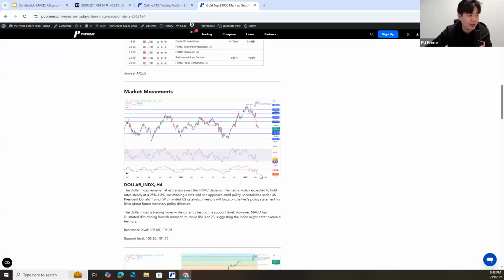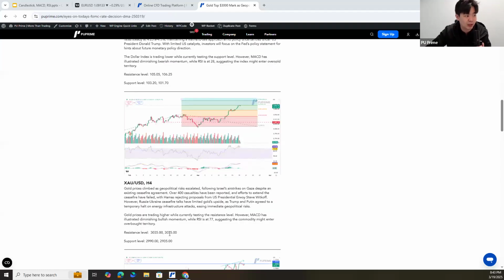With the MACD, we try to explain the power of the sellers. So you can notice that here we mentioned the MACD has been largely diminishing bearish momentum. The dollar has been showing that the selling power in the market has already slowed down. And then the RSI has already entered the oversold territory. So maybe it's time for the dollar to rebound, which we call a technical correction. So this is how we analyze our charts.